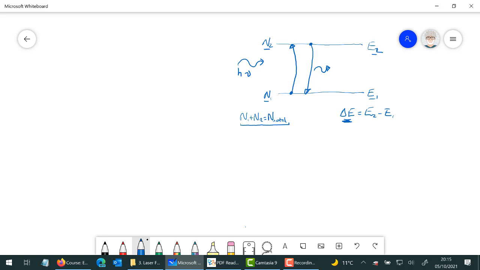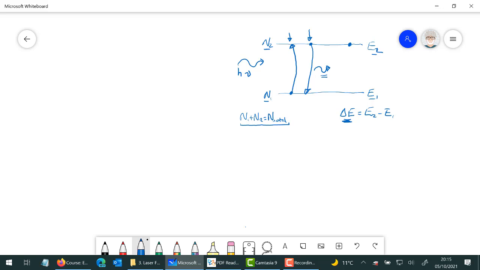The next process is what happens if we already have an atom which has a value for E2. It's already in energy level 2, and a photon comes by. What we've got here is spontaneous absorption. What we have in the second case here is spontaneous emission, so it just happens in a random process.